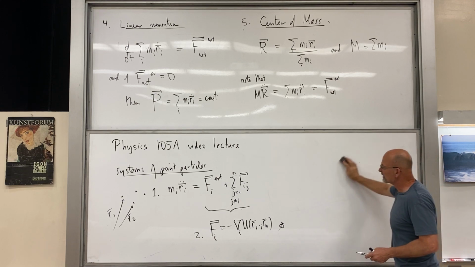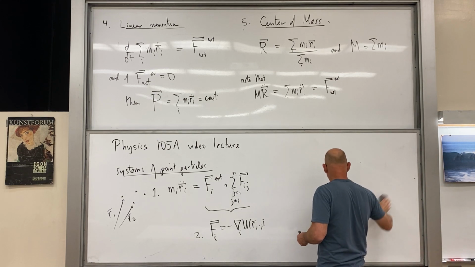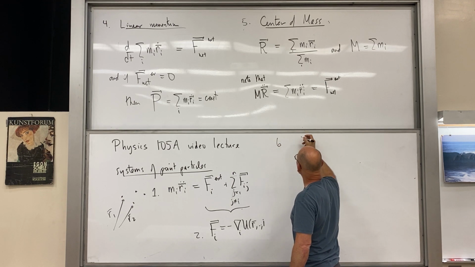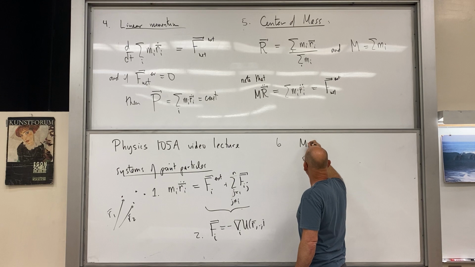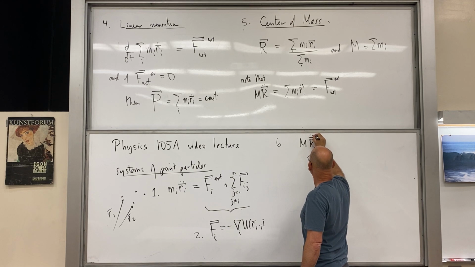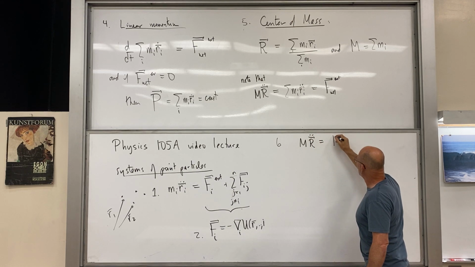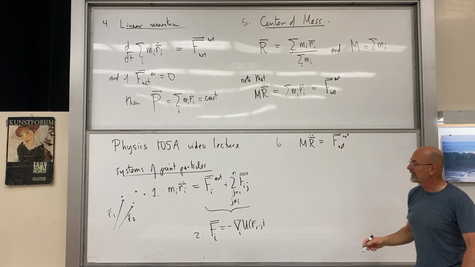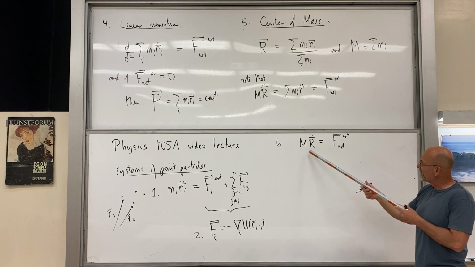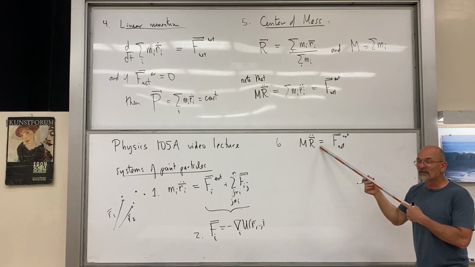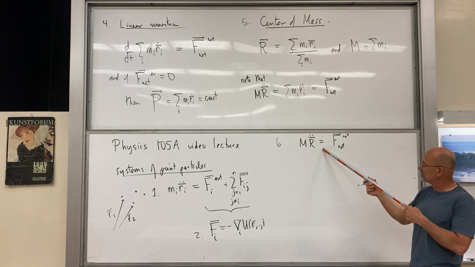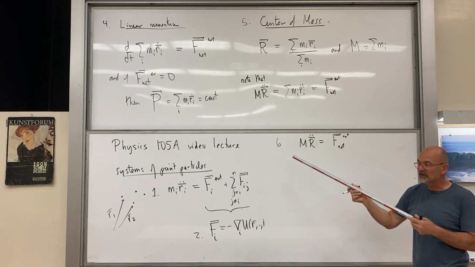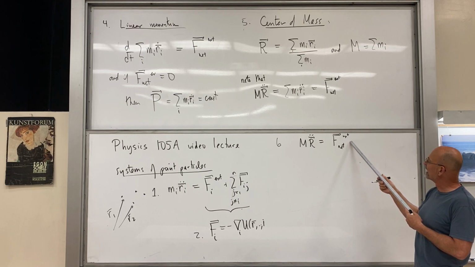In words, let's go ahead and write this out. Just rewrite this and give it a new number. F net external. What does that mean? The total mass times the acceleration of the center of mass, which is a position in space, is equal to the net external force.